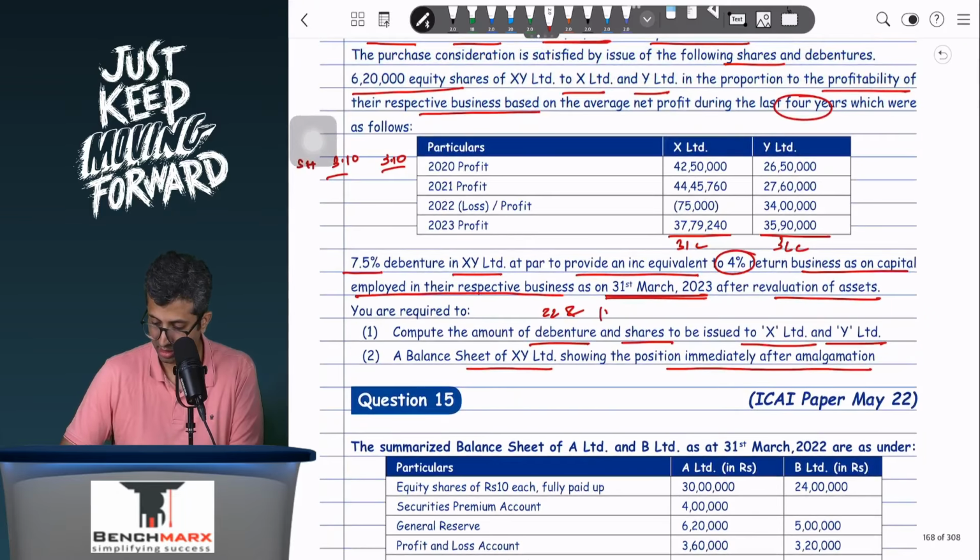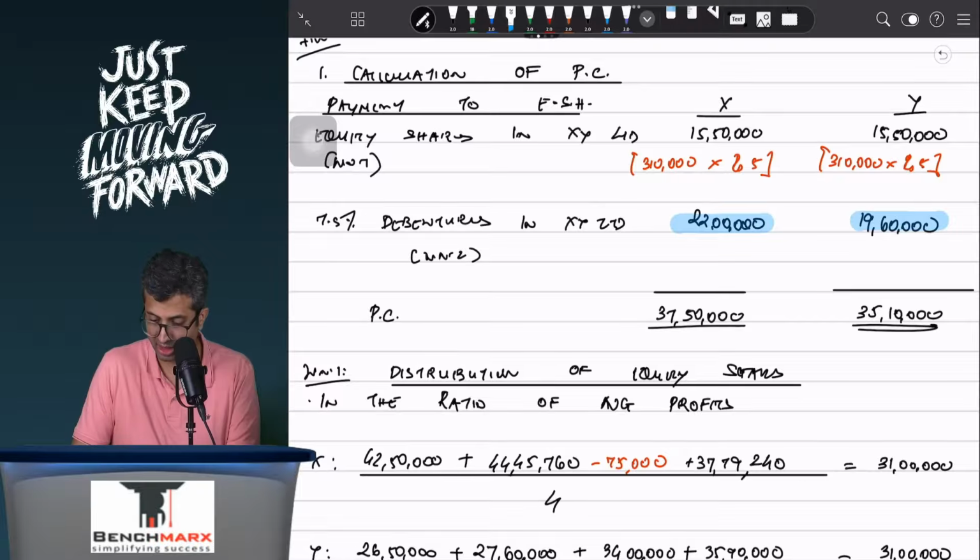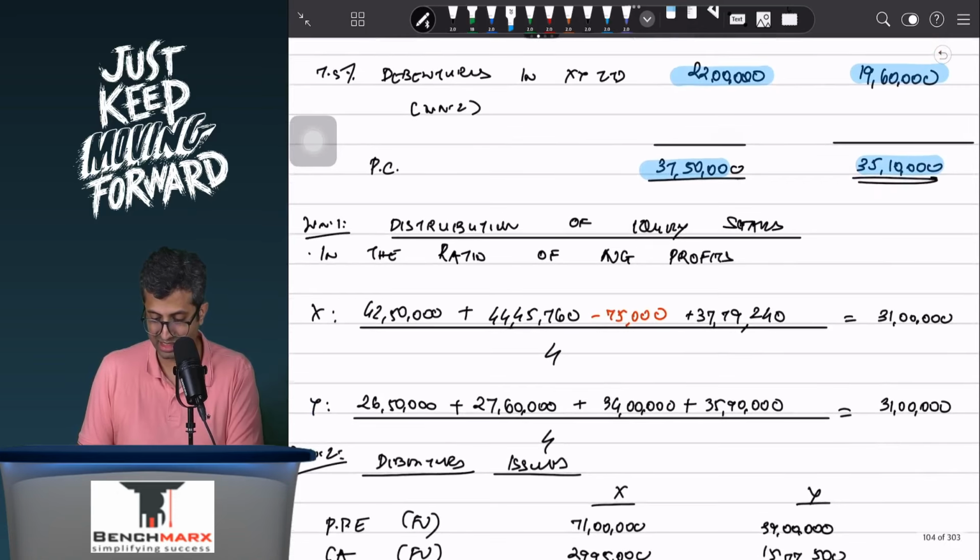And if we review that once over here in question number 14 of the homework section, you will have 22 lakhs of debenture and then 19 lakh 60, perfect. And then when I look at equity shares, 3 lakh 10 and 3 lakh 10 of rupees 55 each. And that is about it. That is your PC. Next, if you had to prepare the balance sheet, you will take over all assets and liabilities.